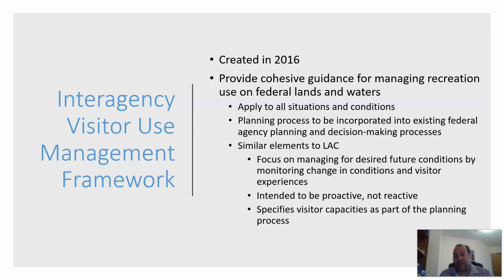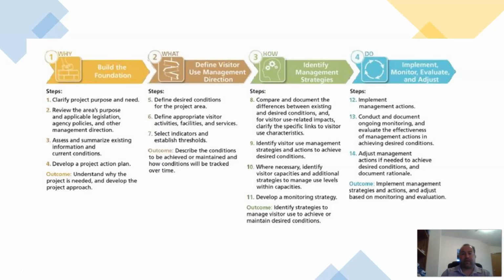It wants to be proactive, not reactive, and the one difference between that and limits of acceptable change is that it does specify visitor capacities as part of the planning process, because it's going to make the assumption that these lands are popular and places that people want to go, and therefore we want to have visitors. We just want to make sure that it's managed correctly. And here is the example of the Interagency Visitor Use Management Framework. You can see they have a why, a what, a how, and a do. They're going to build the foundation, define visitor use management direction, identify management strategies, and then implement, monitor, evaluate, and adjust from there.